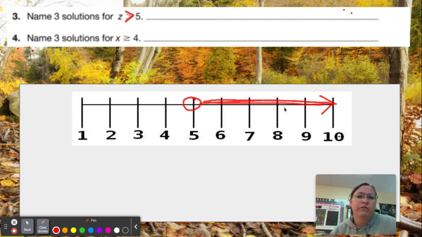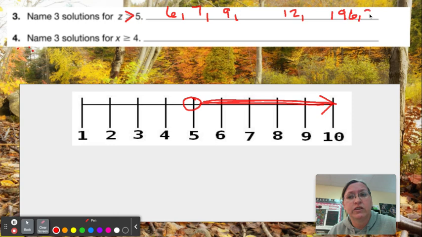Now I have to think, what are 3 possible solutions? Well, I have lots of solutions. I have an infinite number of solutions. But if I'm looking at my chart, I have 6. I have 7. I have 9. I can make up numbers. I have 196,231. I have an infinite number of solutions.